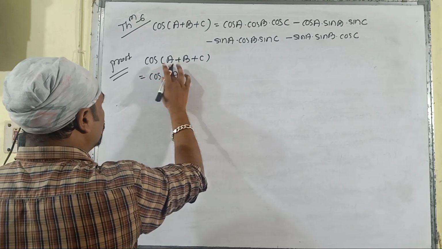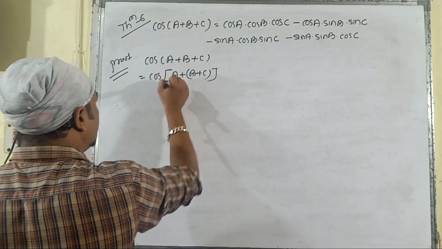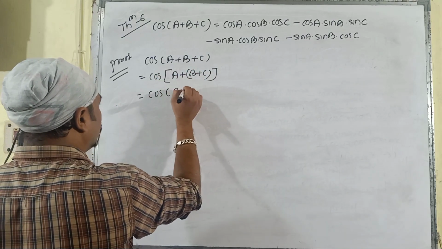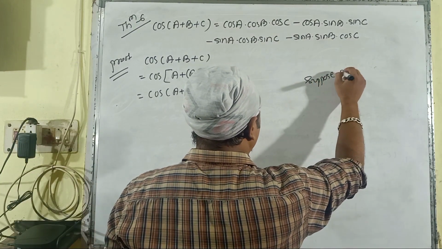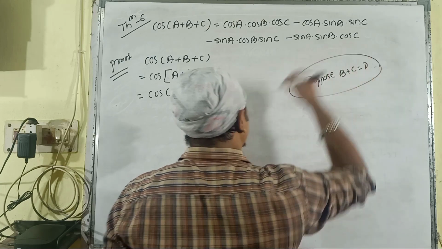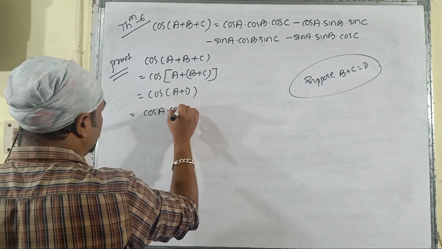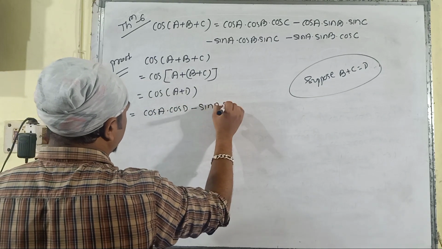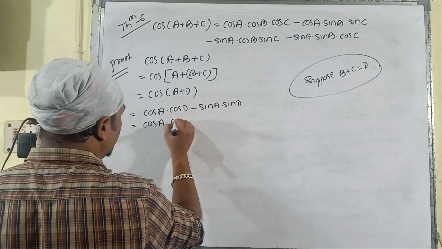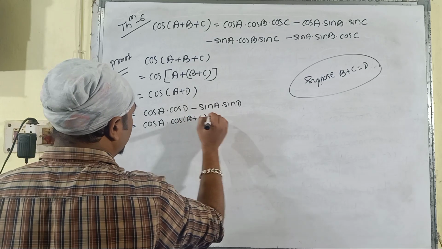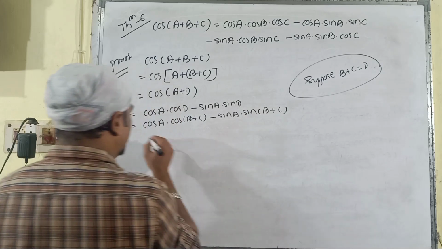So let us go through the left hand side, cos(A+B+C), by considering the sum of the 2 angles B plus C as another angle D. We are getting it as cos(A+D). Suppose B plus C is equal to D. Then here we are getting cos A into cos D minus sin A into sin D. Then by putting the values of D here, that means cos(B+C) minus sin A into sin(B+C).